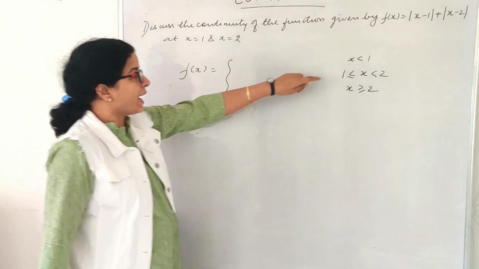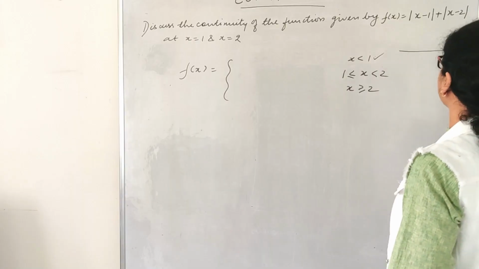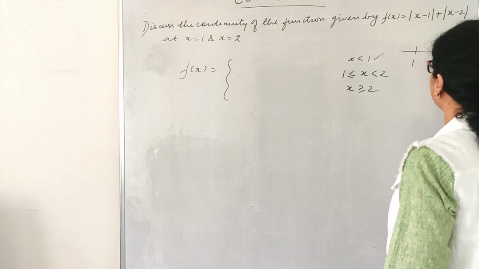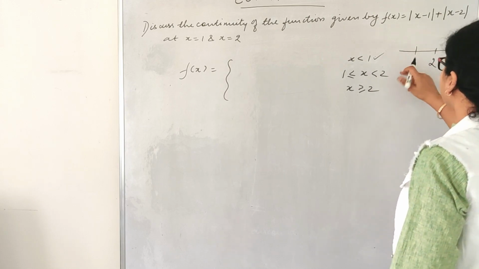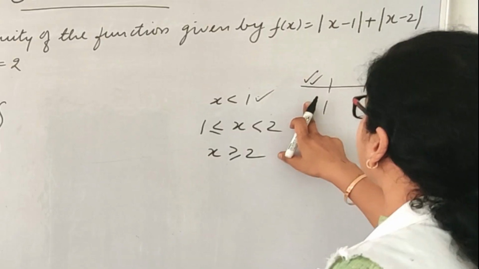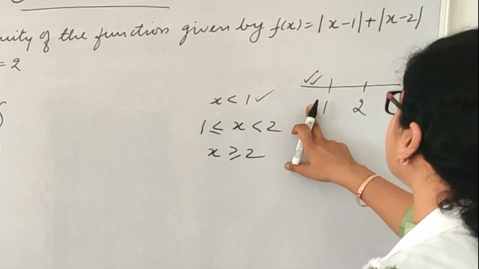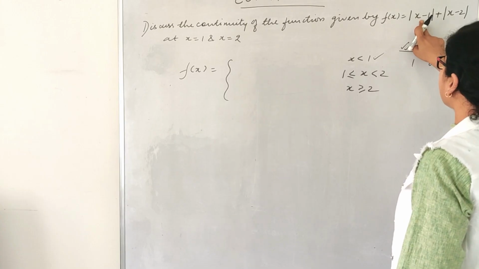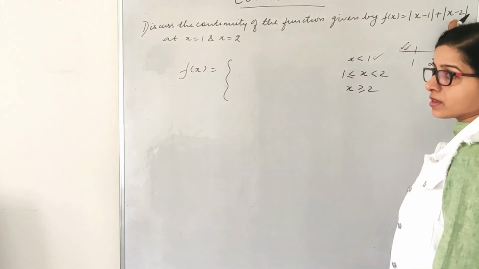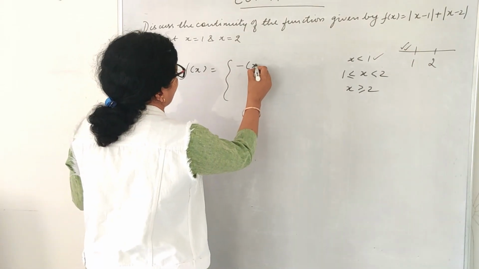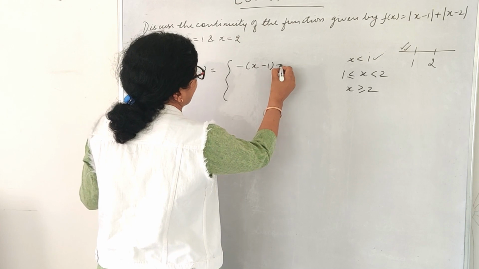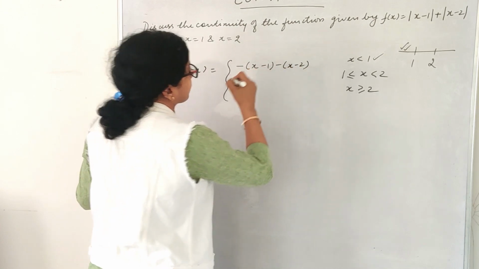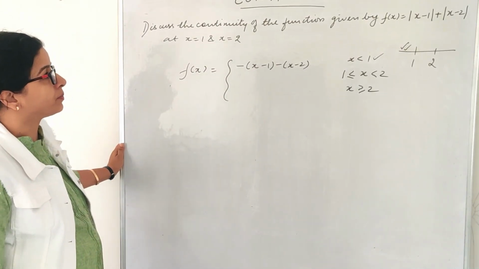So whenever my x is less than 1, just draw the line. Here is 1, here is 2, right? So if you are substituting any value before 1, say for example you are substituting 0, you are getting negative answer. Here also negative answer, right? Minus (x minus 1) minus (x minus 2). Is that clear or not?